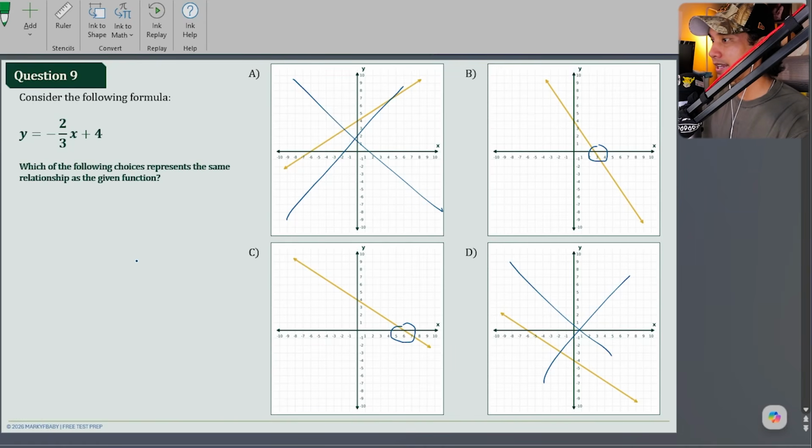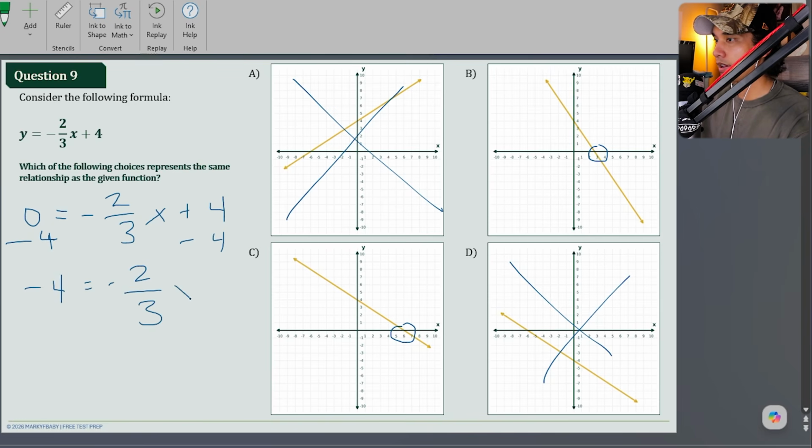So let's go ahead and set y to 0 to find where the line intersects the x-axis. Okay, so I'm going to go 0 equals -2/3 x plus 4. Okay, -4 from each side. Okay, that gives me -4 equals -2/3 x.